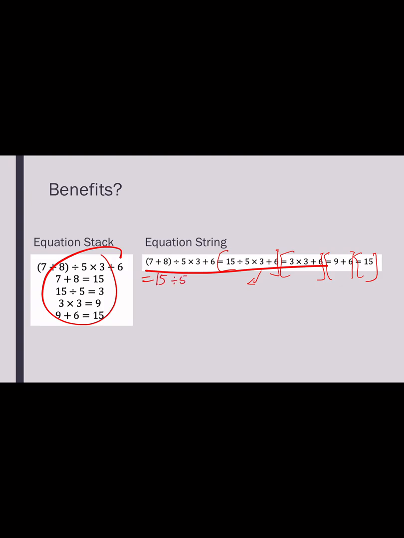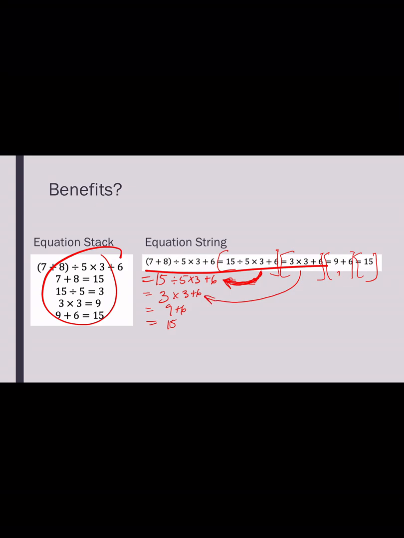So a lot of people do their equation stacks thinking like this, where we put this one under here, and then that's going to equal 15 divided by 5 is 3, times 3 plus 6, and that's 9 plus 6, and that's 15. So this part right here came right here, this part came right here. So that's a more compact way of doing an equation string, and even though they're kind of stacked up there, it's not technically the equation stack because we are keeping everything equal.